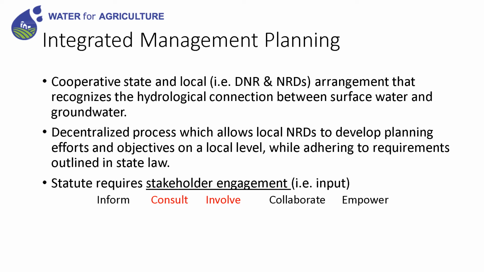An important component of these integrated management plans is stakeholder engagement, or input from stakeholders. If you consider the International Association for Public Participation, or IAP2, spectrum of engagement, the integrated management planning process falls somewhere between consult and involve. Where you are in this spectrum depends on your perspective. If you're a state agency or an NRD, you may be leaning towards the involve area, and if you're a stakeholder, you may think that it's more on the consultative level of the spectrum.